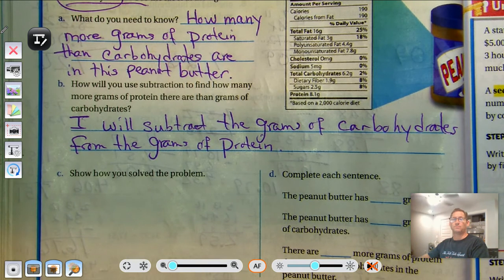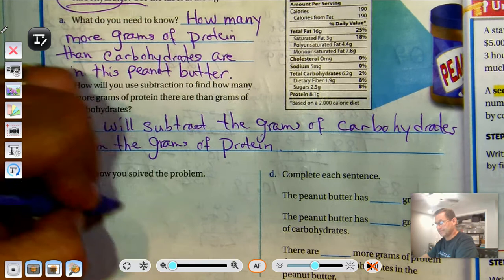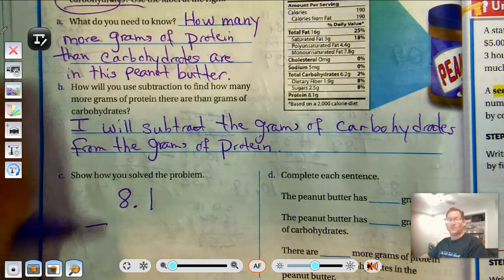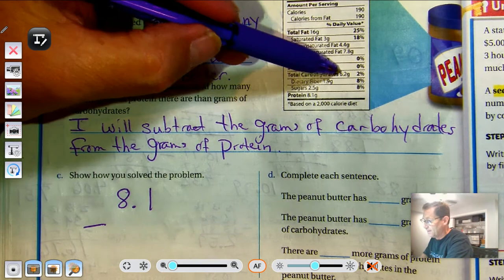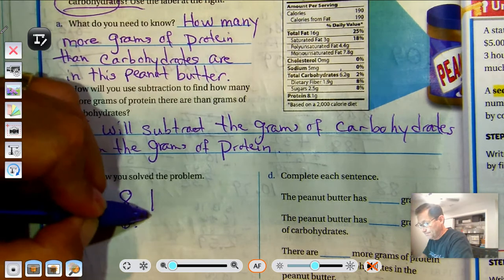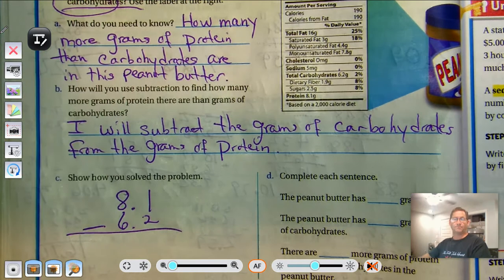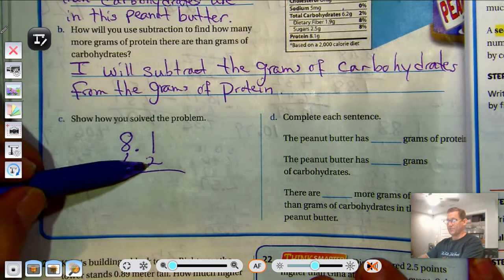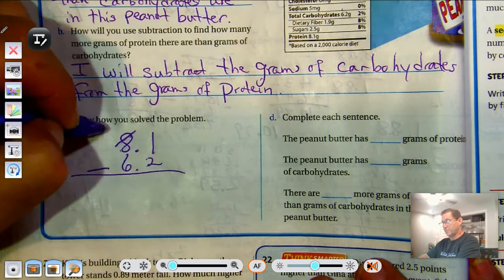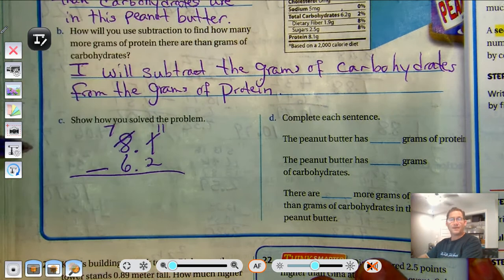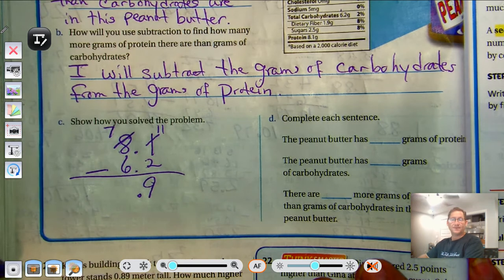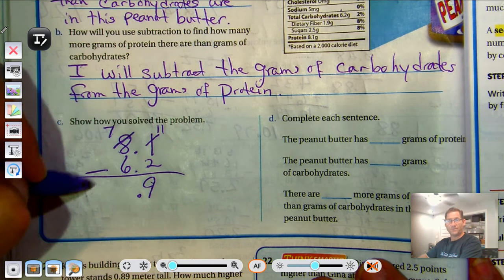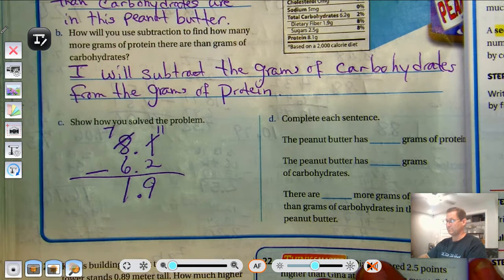So solve the problem. Protein, 8 1/10 grams. Carbohydrates, 6 2/10. Well, start with the tenths. You can't take 2/10 from 1/10. Regroup from the ones. 11/10, take away 2/10 is 9/10. Bring down the decimal and subtract the ones. 7 ones, take away 6 ones is 1.